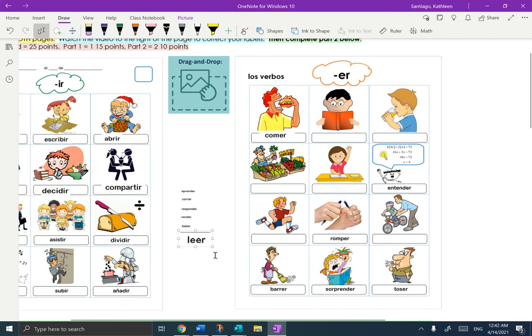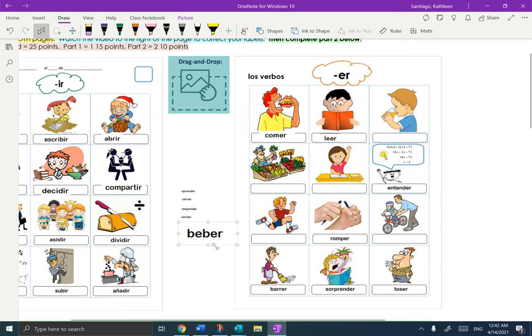Next one is leer. It is not leer. Leering at someone is not a good thing in English. This is leer, like lay down, L-A-Y, in the air you breathe. Leer, to read. What do you read? A libro. Leer.